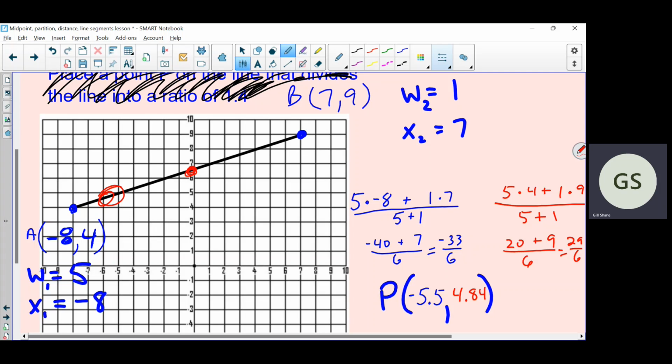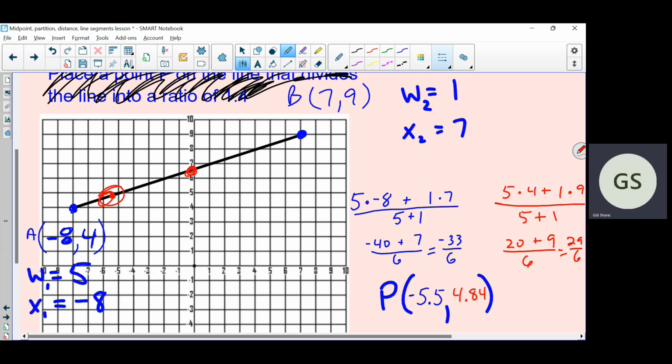So let's see. So -5.5 is about here. Positive 4.84 is 1, 2, 3, 4. And sure enough, positive 4.84 is on the line and right in the middle of my estimate. So I feel pretty good about it. Any questions on that?